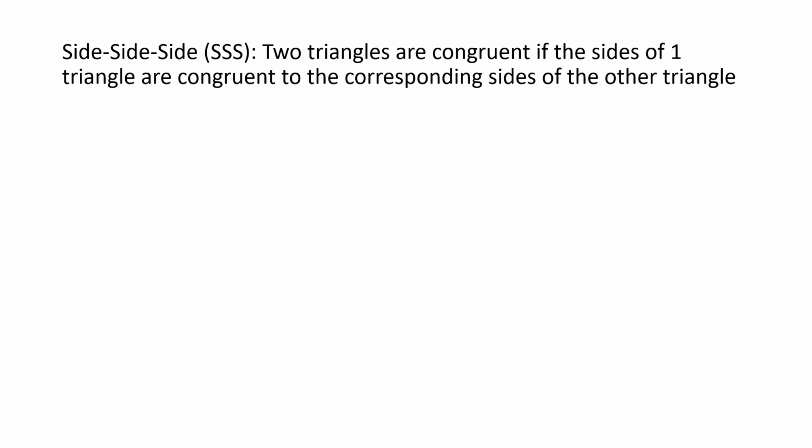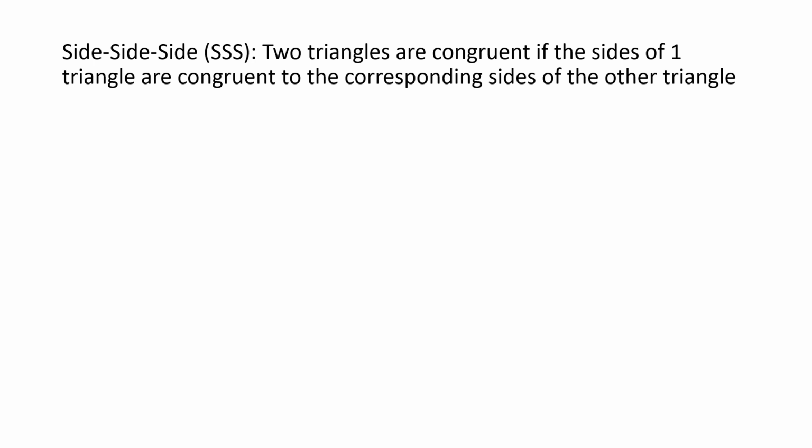So the first identity is called side, side, side. If you have two triangles, here's what the whole definition is. Two triangles are congruent if the sides of one triangle are congruent to the corresponding sides of another triangle. If you're told all three sides match, the whole triangle is congruent to the other triangle. Side, side, side, and you abbreviate that SSS.